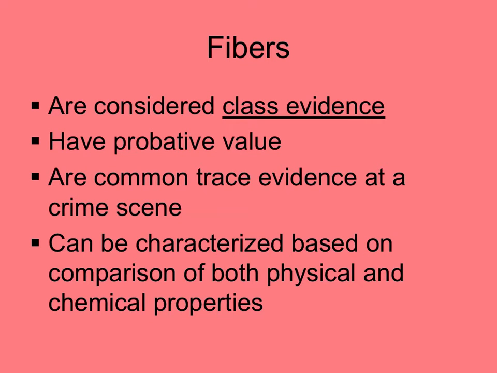So again, if we collect fibers, there's nothing that would make it particular individual evidence, unless obviously there is DNA found on the carpet fibers or things like that. So it is just classified as class evidence, but it does have probative value, which means if I can trace the type of shirt or the type of material back to the suspect in question, then that at least allows me to point out that they might have had the means, the motive, or the opportunity to commit the crime. So this is one that is very, very common that you would find at a crime scene.